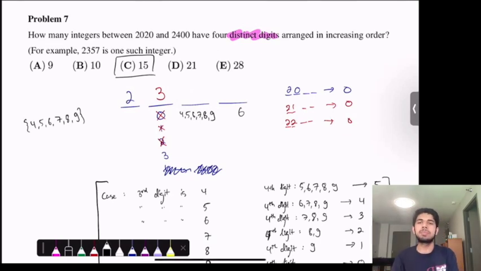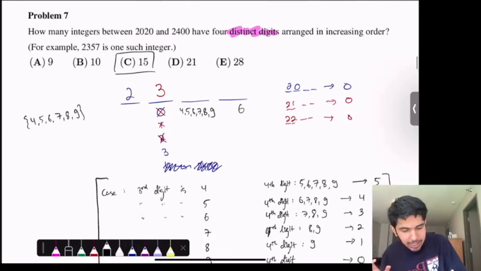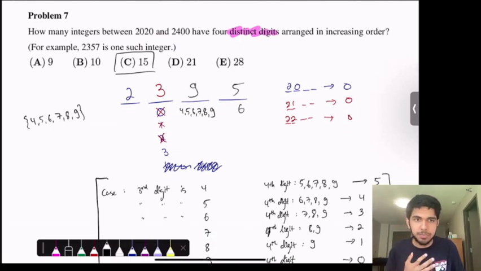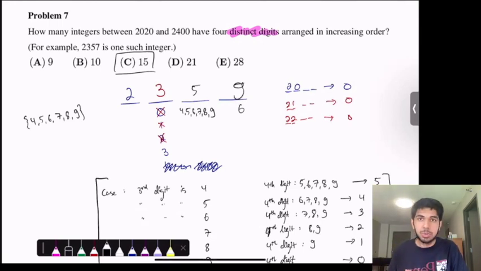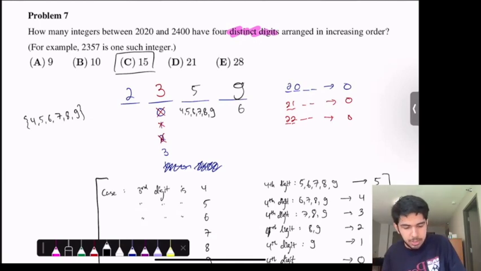Since those 2 digits have to be distinct, just suppose I chose 2 random values from this set. Suppose I chose 9 and then 5. I say that those are two digits that will create a number that works. We can't do 2, 3, 9, 5 because that doesn't work with the increasing order, so we can only do 2, 3, 5, 9. And that works. It's a number between 2020 and 2400 that has distinct digits, arranged in increasing order. So let's try it again.